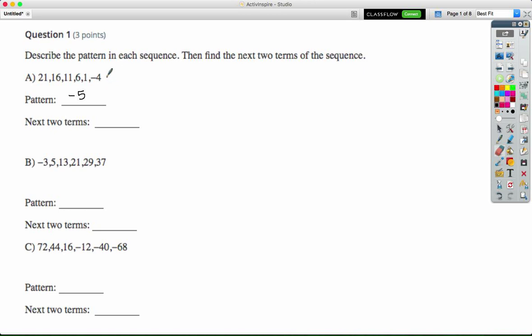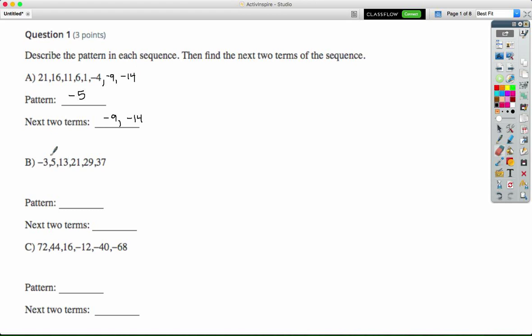The next two terms, if I minus 5 from negative 4, I will get negative 9. And if I minus 5 from negative 9, I will get negative 14. So again, I just continued the pattern. Negative 4 minus 5 more gave us negative 9. And then if I minus 5 more, I get negative 14.